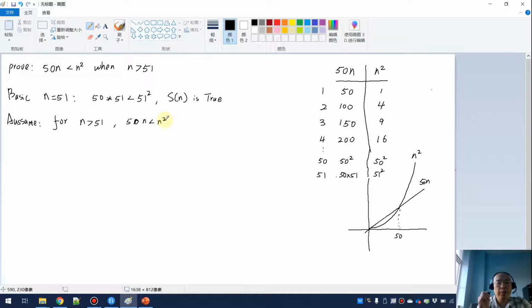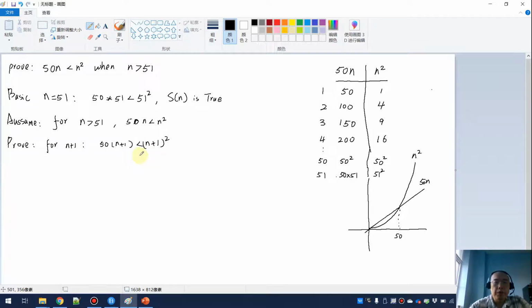Okay, so we only want to assume that it is true. We don't want to prove anything for the second part. And then the third part is we want to prove for n plus 1. Okay, so that is 50(n+1) is going to be smaller than (n+1) squared. This is the part we want to prove. We want to prove this is true.